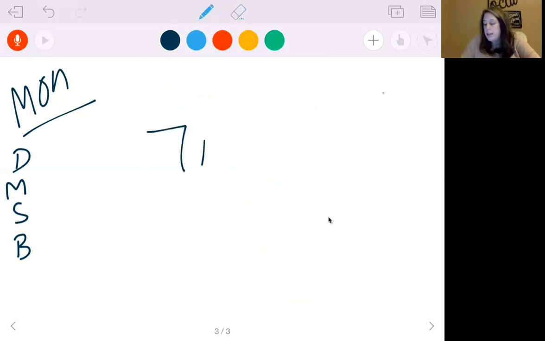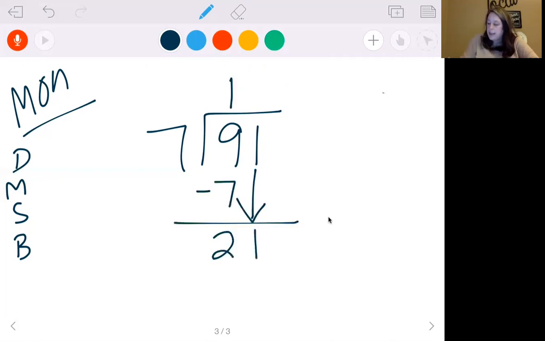Let's do 7 into 91. 91 divided by 7. So 7 goes into 9 one time. 7 times 1 is 7. 9 minus 7 is 2. Bring down the 1. 7 goes into 21 3 times. 7 times 3 is 21. When we subtract, we get 0. No remainder. Our answer is 13.